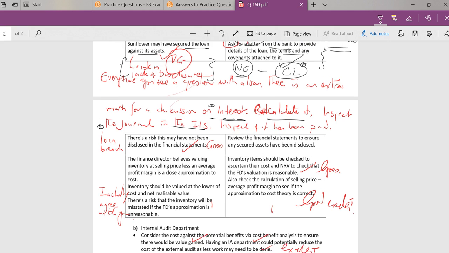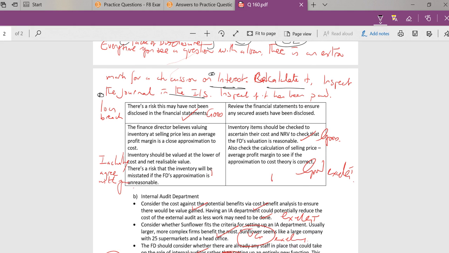Right, good. So this is an interesting one. Here it says the finance director believes valuing this is close. So inventory should be valued, and that's IAS 2, and there is a risk that inventory will be overstated if the FD's approximation is unreasonable. Perfect. So let's go with that overstatement. We're quite clear that that's what's going on.